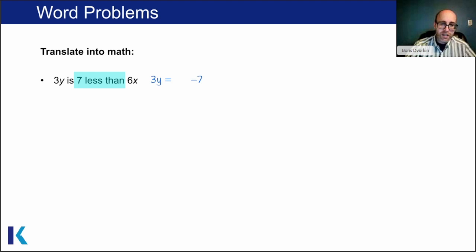The only thing left is this 6x term, so that is the thing that must go before the minus sign, and there you have it. Final translation, 0 headaches, 0 stress. It's just one phrase at a time, 3y equals 6x minus 7, and you've got it.